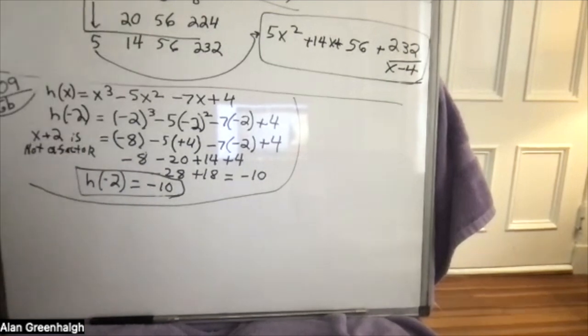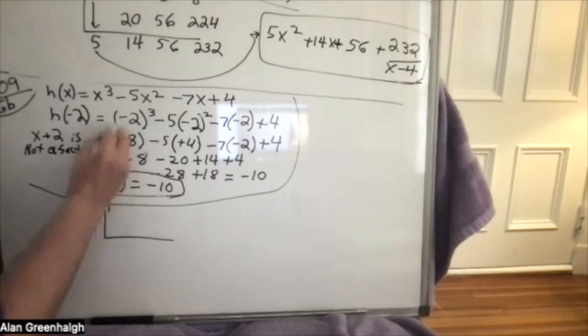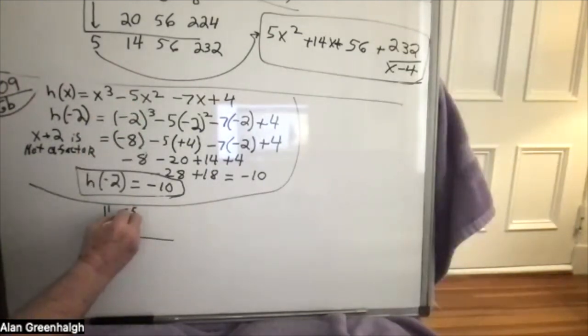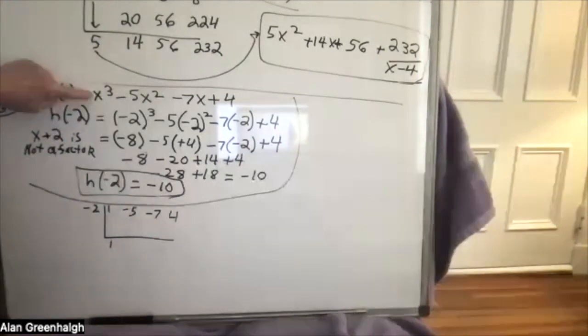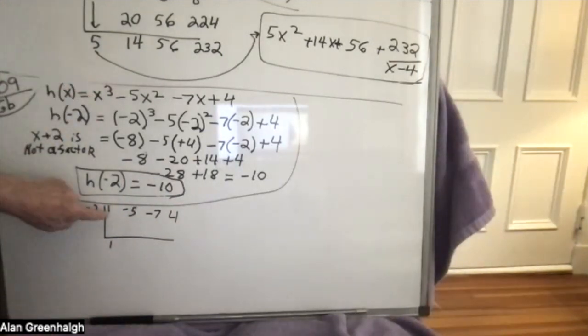Now we want to use synthetic division. Let's see if we can squeeze it in. Okay, so 1, -5, -7, positive 4. And we're using -2. And we put the 1 over there. This is where we are right now. Again, we took the 1 from here. There it is. The -5 from here. There it is. -7 and 4. And we put the -2 on the outside.